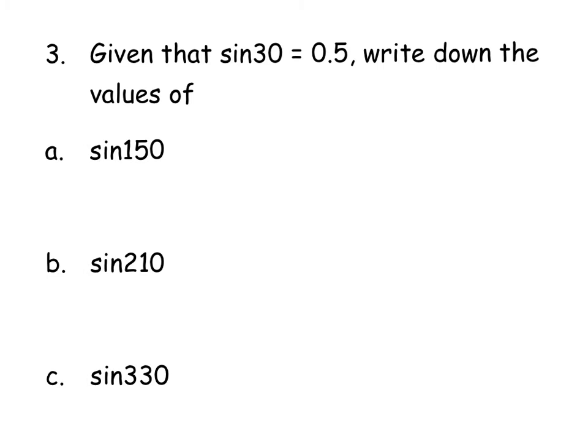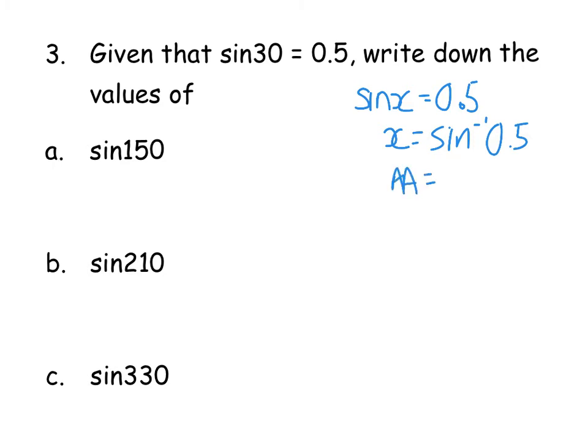Right, question 3 is a bit trickier. So given that sine 30 equals 0.5, we have to write down these other values. Now, sine 30, what that means is, remember you've got your trig equations, and you would have sine x equals 0.5. And then you would do x equals inverse sine of 0.5, and you would get your answer out. You would get the acute angle out. Now, they've told you what the answer was here, right? So they're basically telling you that your acute angle was 30. So they want to know what sine 150, 210 and 330 is.